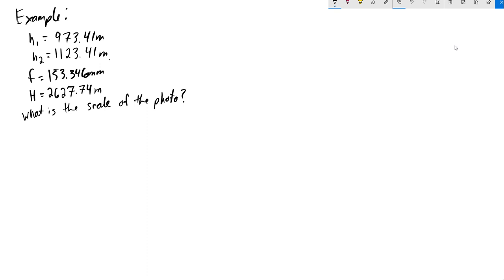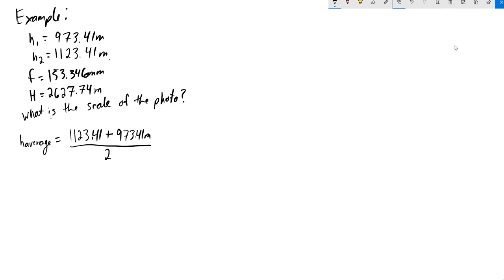So I'm going to break this down into the smaller steps just for those of you who prefer to see it spread out and see the individual steps. My first step is to figure out what my H average is. My H average is 1123.41, right? Because that is my H max. And then I'm going to add H min, which is 973.41. And then I'm going to divide by 2, right?